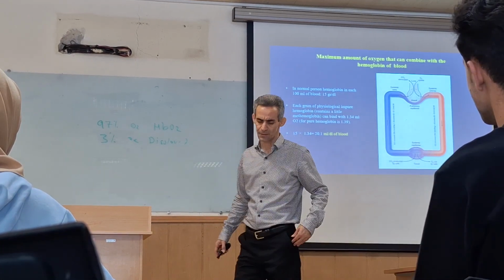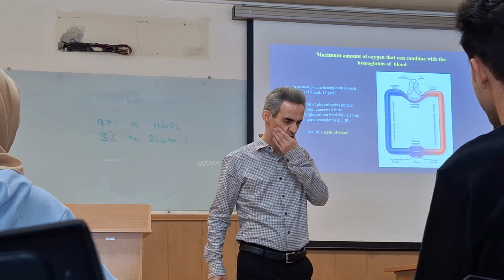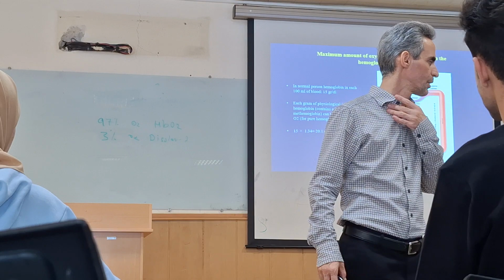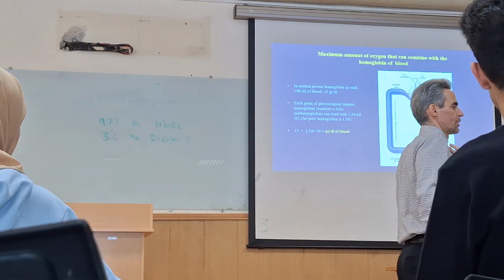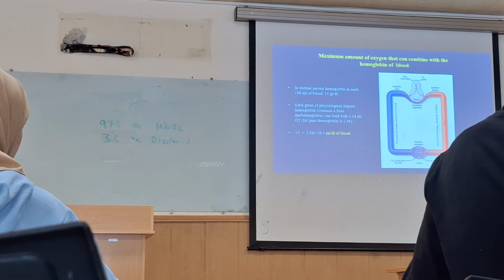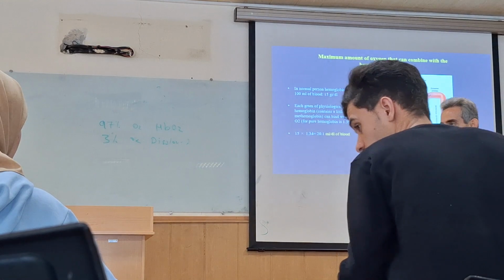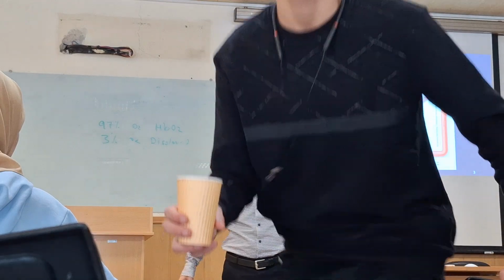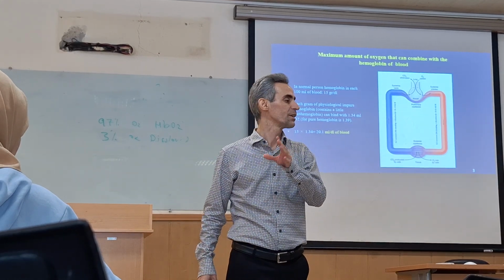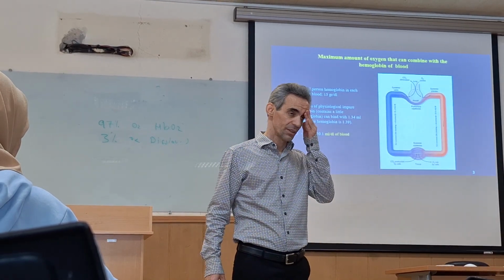Can you tell me how much hemoglobin you have inside of the blood? How much hemoglobin? 15 grams per 100 milliliters, 15 grams for each deciliter of the blood. You can see 15 grams of hemoglobin per each deciliter of the blood. But this is the first.